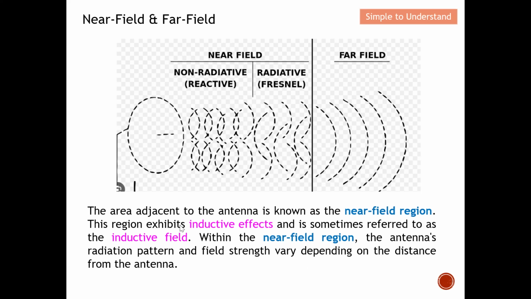This region exhibits inductive effect and is sometimes referred to as the inductive field. Within the near field region, the antenna radiation pattern and field strength vary depending on the distance from the antenna. So basically, what it says is that the signal strength will vary. It depends on how far it is from the antenna. So this is what it wants to explain here.